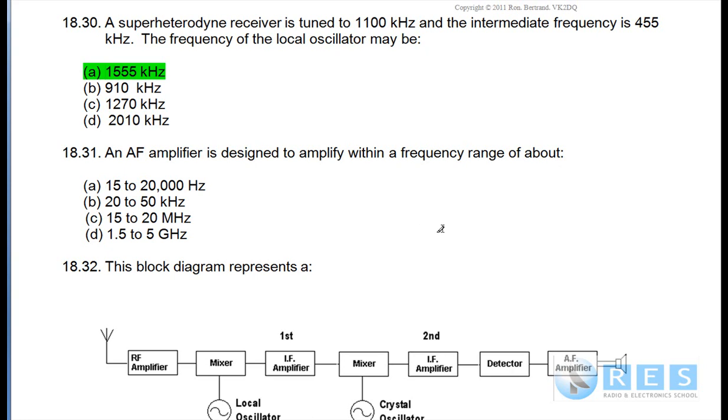1831. An AF amplifier is designed to amplify within a frequency range of about, well, they're audio frequencies, and that's an audio frequency range 15 to 20,000 hertz. However, in amateur radio communications, we normally restrict our receive signal to our modulating audio to 0 to 3 kilohertz. So we don't use all that audio bandwidth. If we did in amateur radio, the bandwidth of our signals would be too wide.